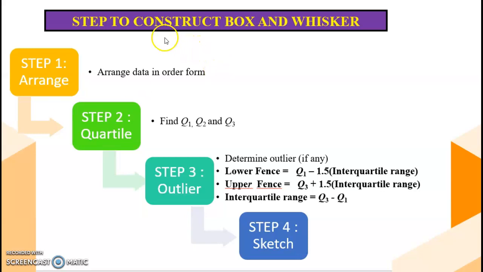Here are the steps to construct a box and whisker plot. Step 1, arrange. We are going to arrange the data in order. Step 2, quartile. We need to find Q1, Q2 and Q3. Remember, Q2 is equal to the median. Step 3, determine outliers. We need to find the lower fence, upper fence, and interquartile range. And step 4, we are going to sketch the box and whisker.